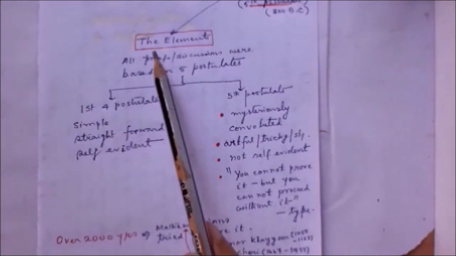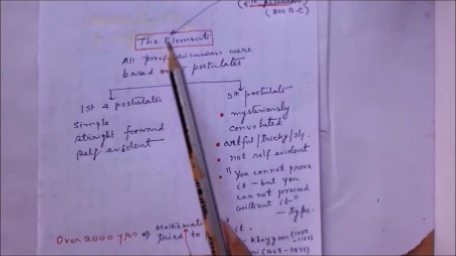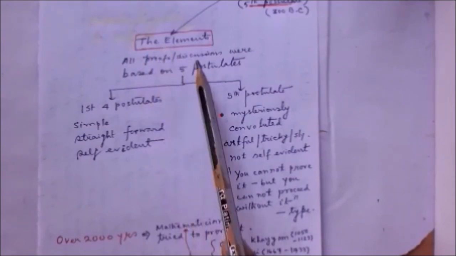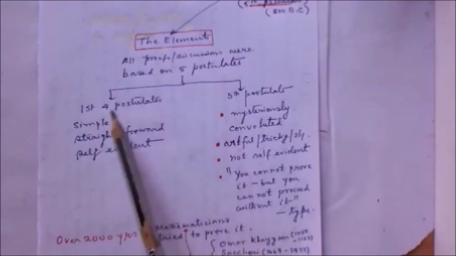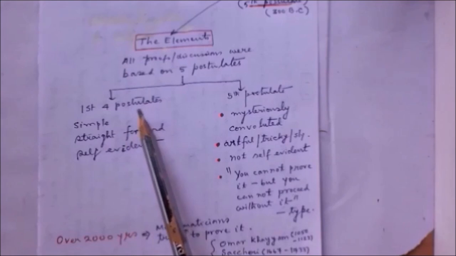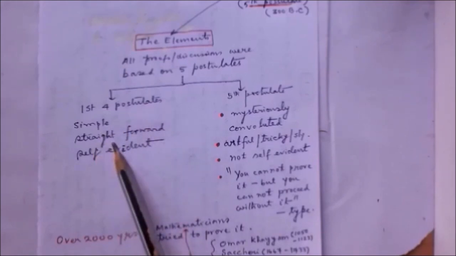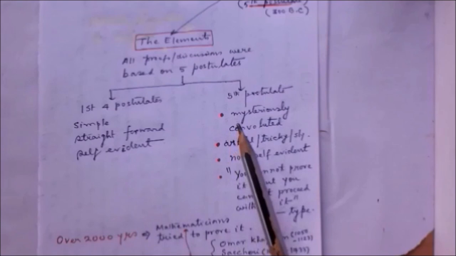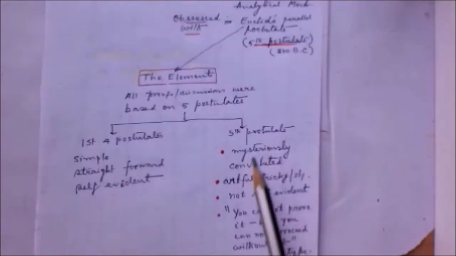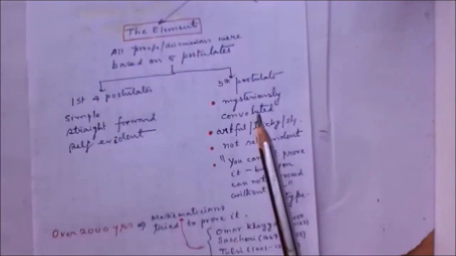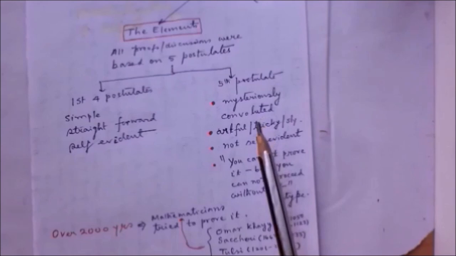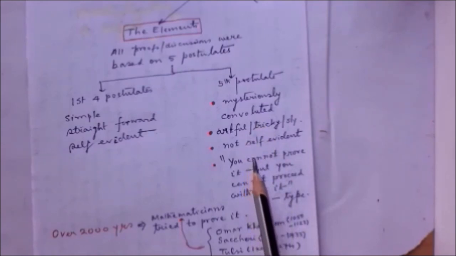Now, as mentioned, the Elements, the book of Euclid, where proofs and discussions were done, contained five postulates, out of which four postulates were simple, obvious, and perceptible. But the fifth postulate was not so. The fifth postulate, or the so-called parallel postulate, was stated by Euclid not in a straightforward manner but in a convoluted, kinky, or twisted manner. It was not self-evident.